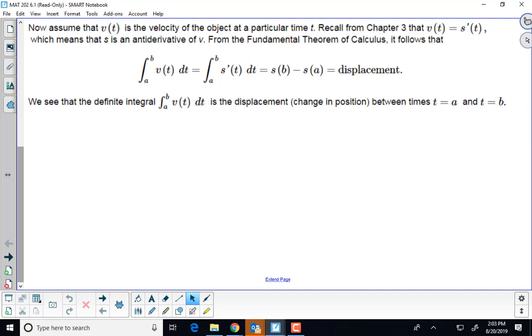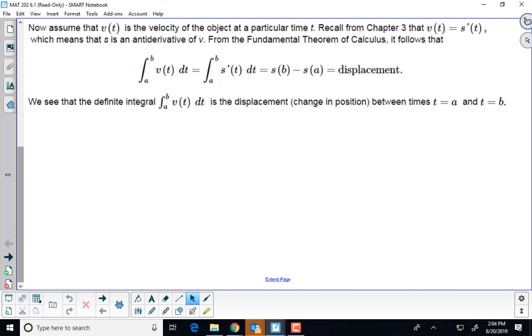So we have then mathematically that we can write our displacement if we know that S prime is equal to V, and if we integrate a derivative. Basically, the derivative and the integral are inverse operators of each other. So the integral symbol and the derivative symbol undo each other. We use the fundamental theorem of calculus to get S evaluated at the upper limit minus S evaluated at the lower limit. And that is, by definition, displacement. S of B minus S of A, that's displacement. Terminal position minus initial position is displacement.